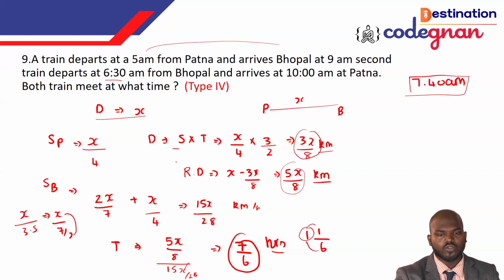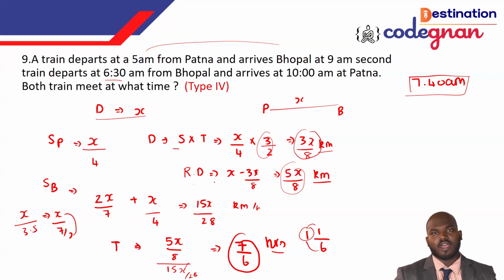So the time it took, how much time did it take? The train started from Patna and traveled 1.5 hours. I'm writing that as 3 by 2. If I multiply here, the train from Patna covered 3x by 8 kilometers. It's completed. And next, what about the remaining distance? If I take the value like this, I can get 5x by 8 kilometers.